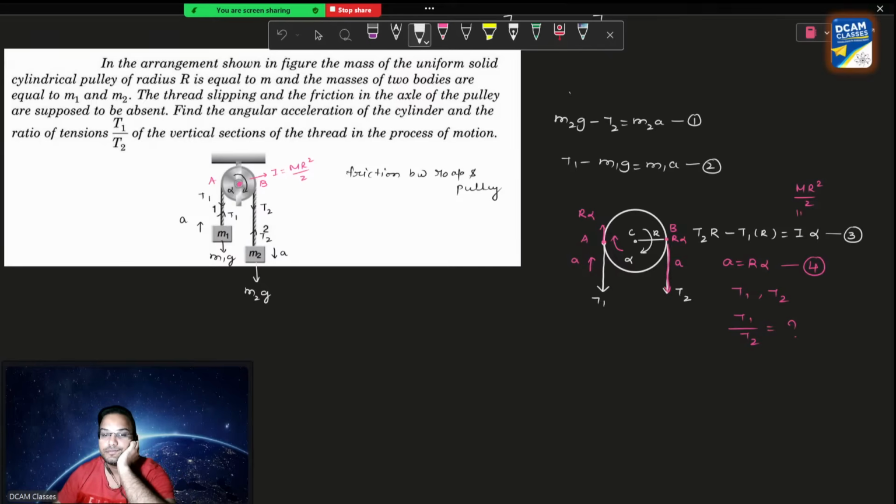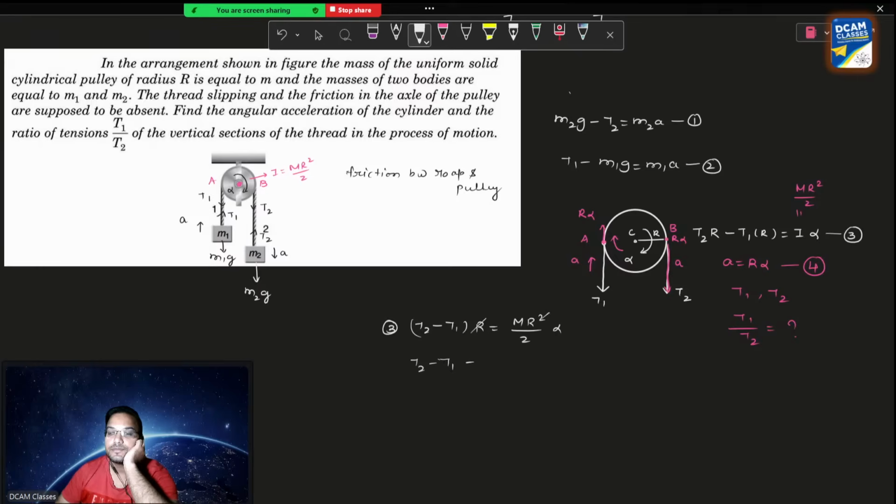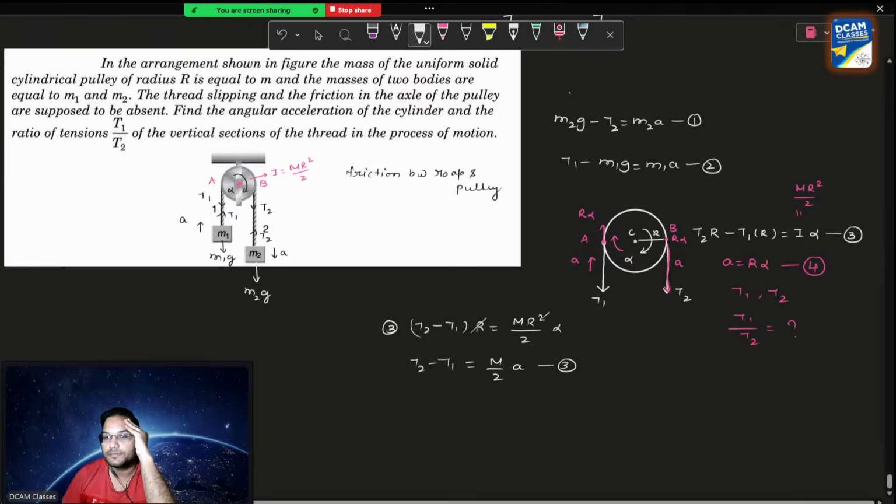See, using 3, I have (T2 minus T1) into R is equal to mR square by 2, the moment of inertia of the cylinder, which is the pulley, into alpha. R will cancel out. T2 minus T1 is equal to m by 2 into R alpha, which is the acceleration. This is my third equation. Now what I will do?